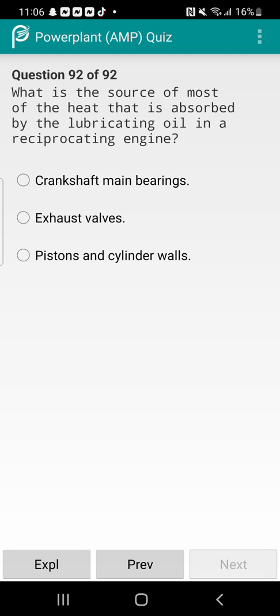What is the source of most of the heat that is absorbed by the lubricating oil in a reciprocating engine? Piston and cylinder walls.